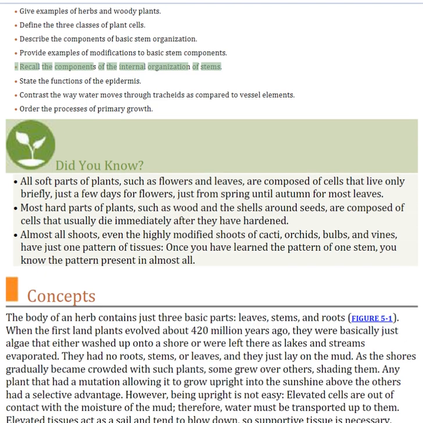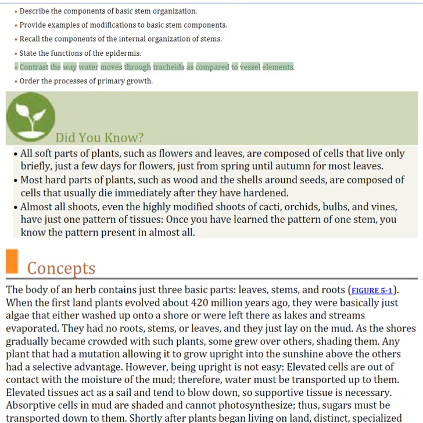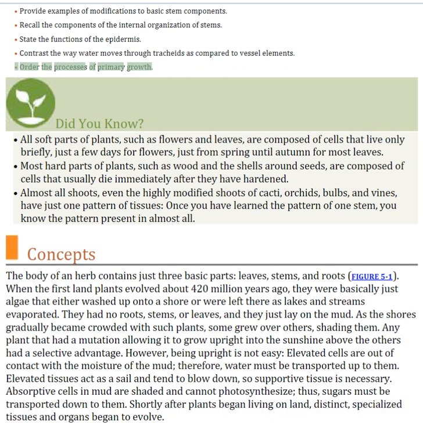Recall the components of the internal organization of stems. State the functions of the epidermis. Contrast the way water moves through tracheids as compared to vessel elements. Order the processes of primary growth.